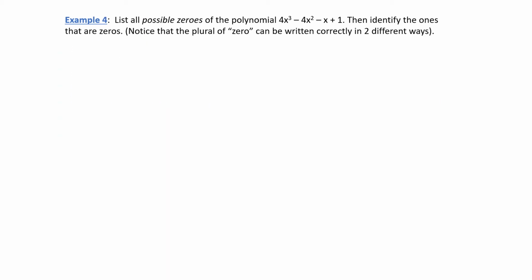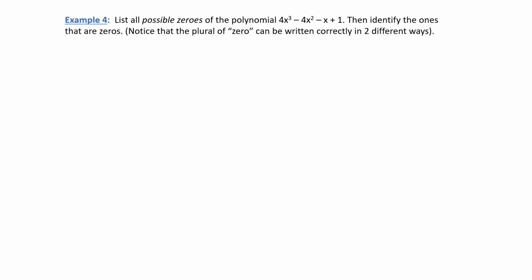Example 4 is our last one. List all possible zeros for this polynomial, then identify the ones that are zeros. So 0 can be written, a little English lesson there for you, you can write 0 both ways.